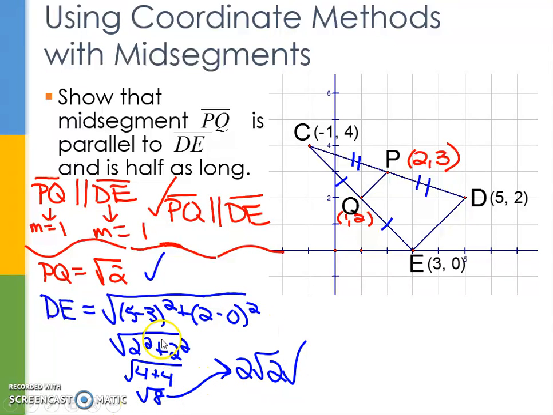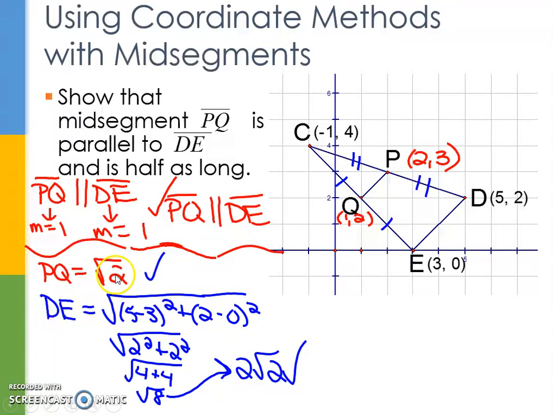Square root of 8 divided by 2 should be this one. PQ. So right here, you're going to use the distance formula also. 3 minus 2, 1 square plus 3 minus 2 square. Add them and do the square root. You get square root of 2.